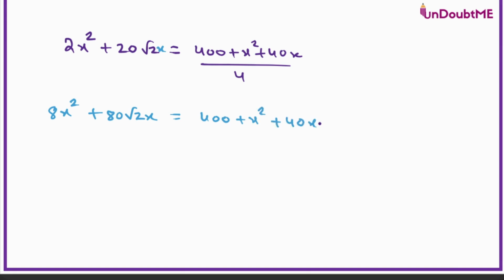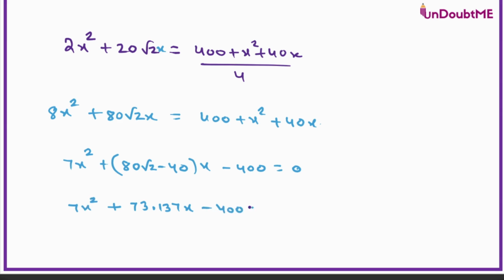As I was expecting, we could have got x squared directly, but it is not possible. So we'll just convert it into a quadratic: 7x squared plus (80 root 2 minus 40)x minus 400 is equal to 0. The rest of the work will be done using a calculator. So 80 times root 2 minus 40 is 73.137. I'm taking more decimal places so that I can get a more precise answer.